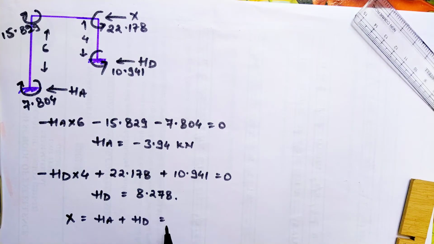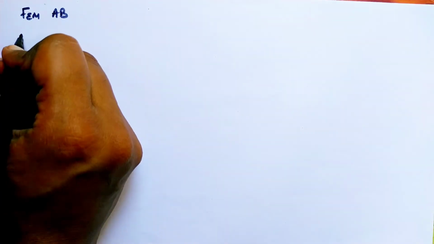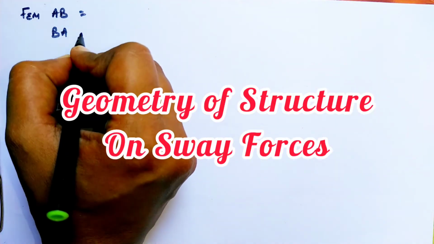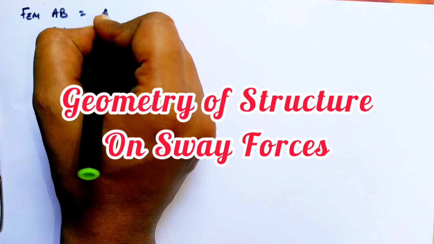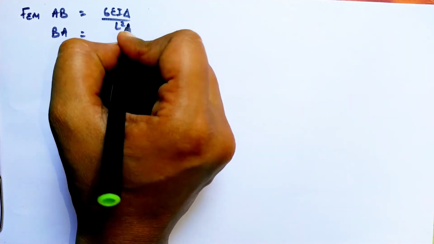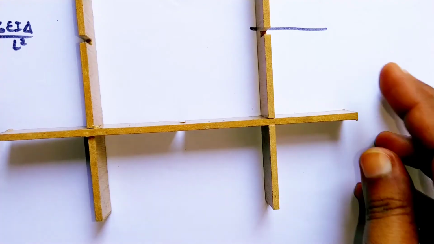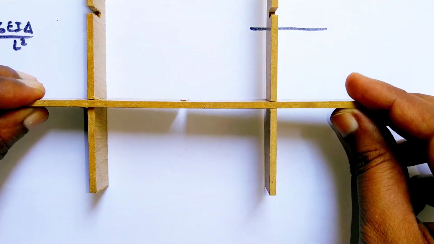So HA plus HT is equal to this much. So this is our sway forces acting because of loading. Next, we will be finding out what is the contribution of the geometry of the structure onto the sway forces. So we will be finding out the forces which are generated because of the geometry of the structure.